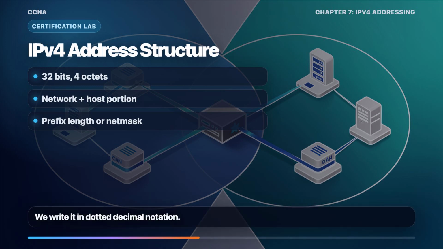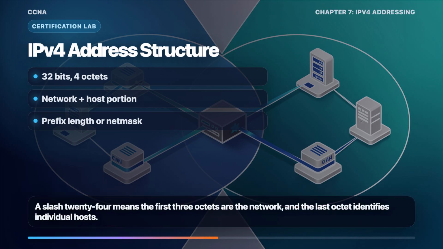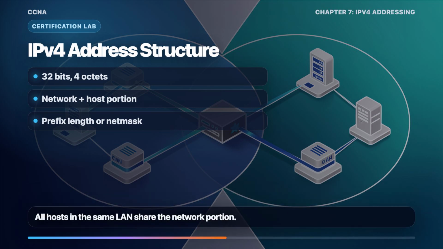An IPv4 address is 32 bits, split into 4 octets of 8 bits each. We write it in dotted decimal notation. Each octet is a number from 0 to 255. The address is divided into 2 parts, the network portion and the host portion. The prefix length, written as /x, tells you how many bits belong to the network. A /24 means the first 3 octets are the network, and the last octet identifies individual hosts. All hosts in the same LAN share the network portion. Each has a unique host portion.